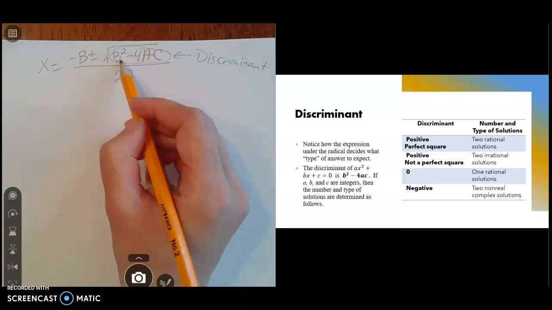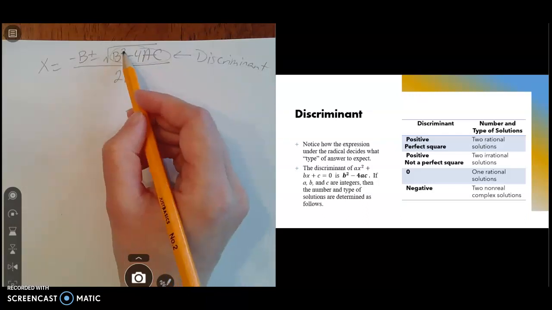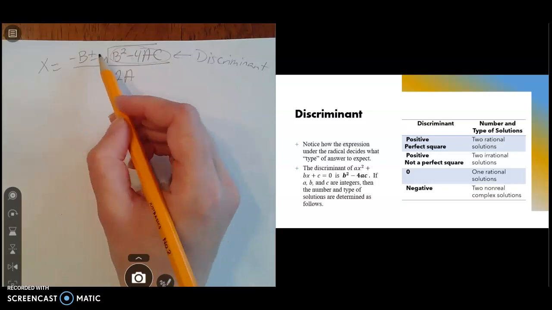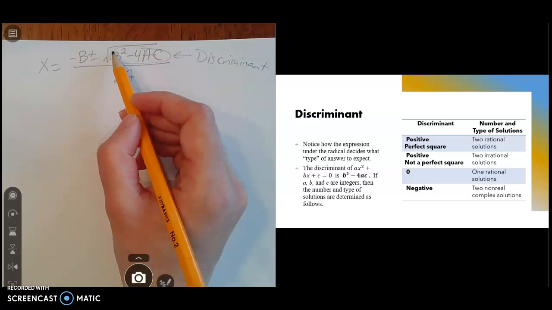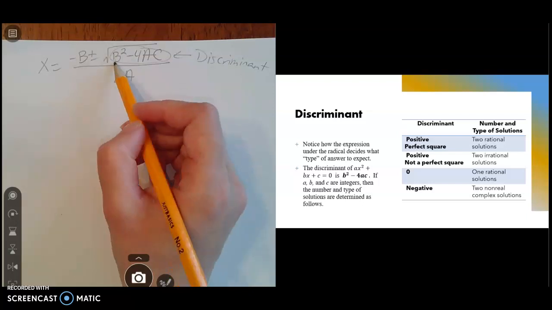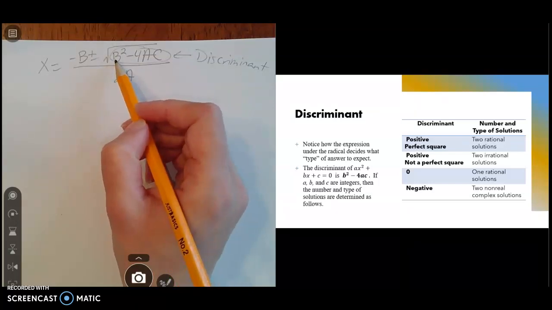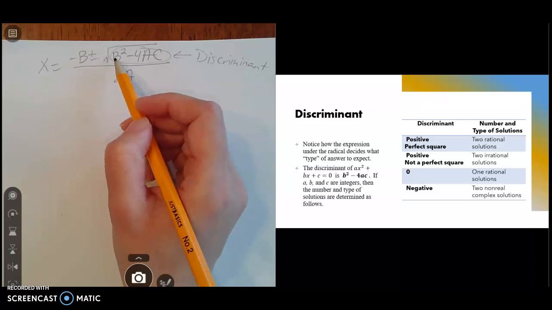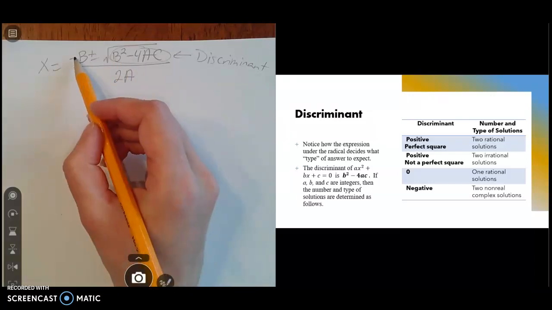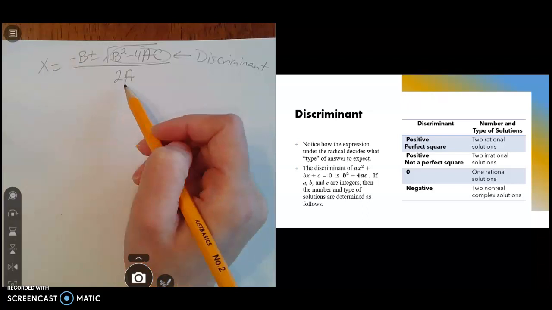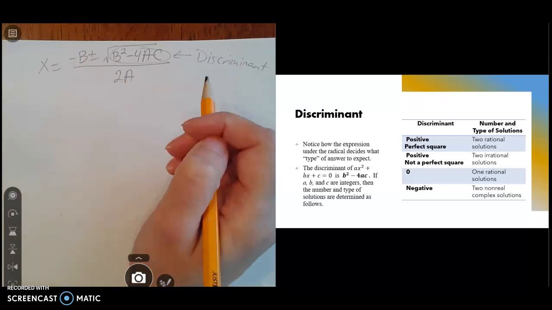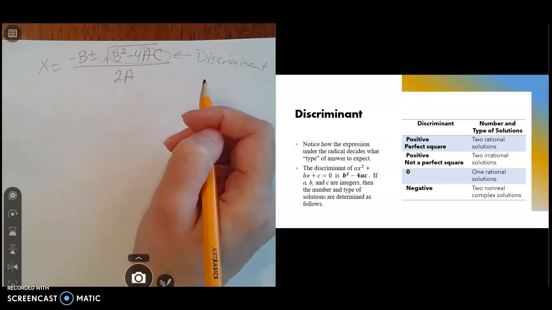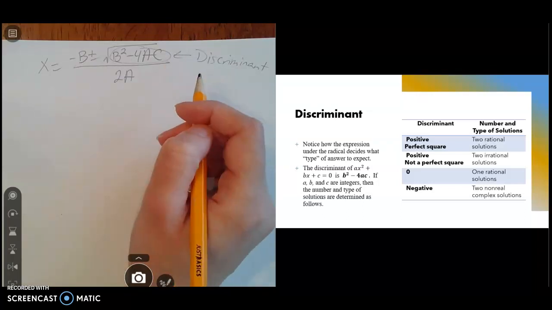If you get a 0 for your discriminant, you're going to get a plus or minus the square root of 0, which is just going to give you one answer, because adding 0 and subtracting 0 give you the same value. So you get one answer, and it will be rational because it'll just be negative b over 2a. And assuming b and a are integers, that's going to give you a nice rational solution. Remember that rational means it can be written as a fraction, okay?